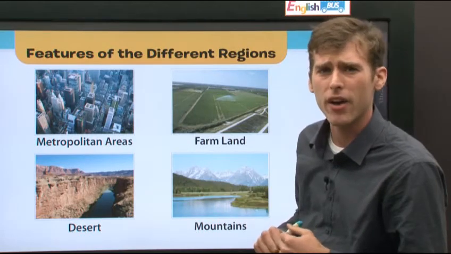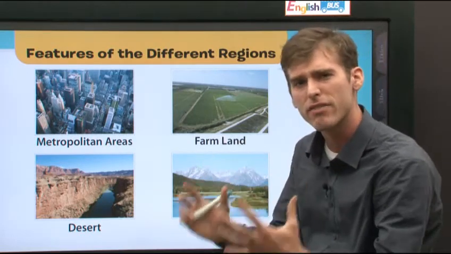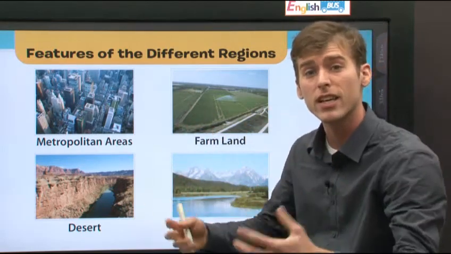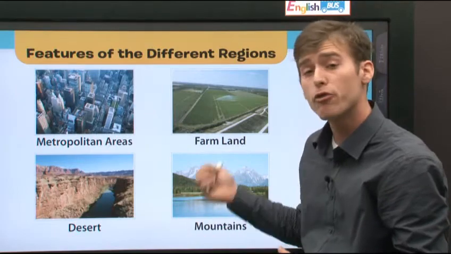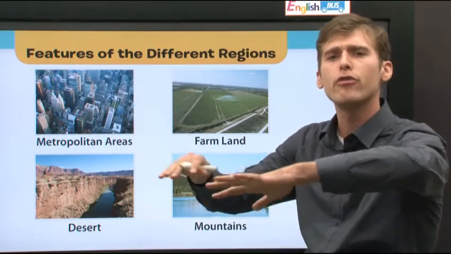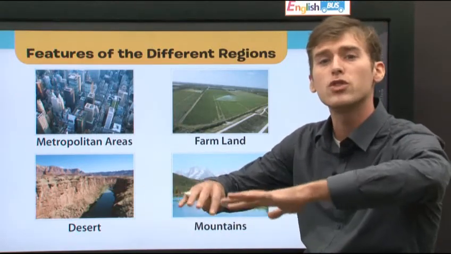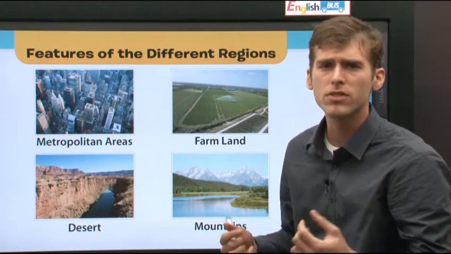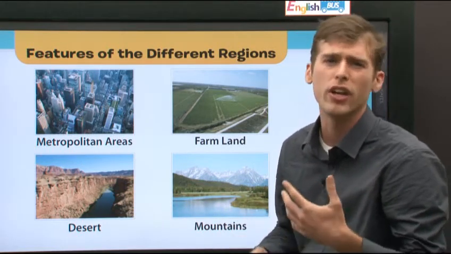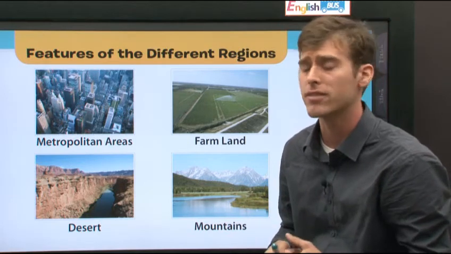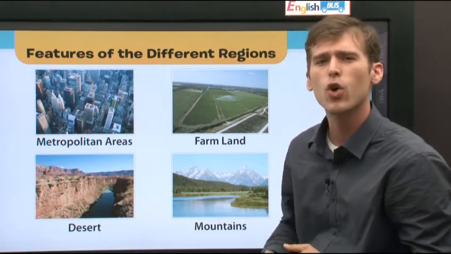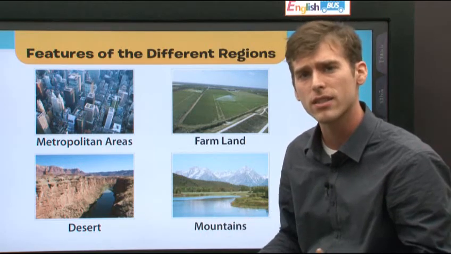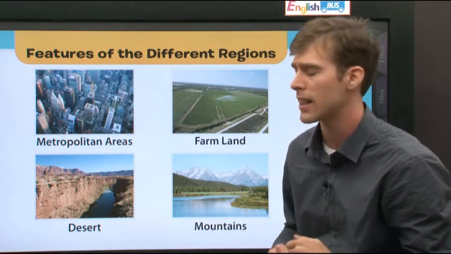In metropolitan areas, we usually have many people living together, dirty air, many stores, lots of trade, lots of noise. In farmlands, we have very few people, very spread out, sparsely populated areas with many farms growing crops and raising cattle and other livestock. In deserts, we have very few animals, maybe lots of sand and rocks, very dry climate.